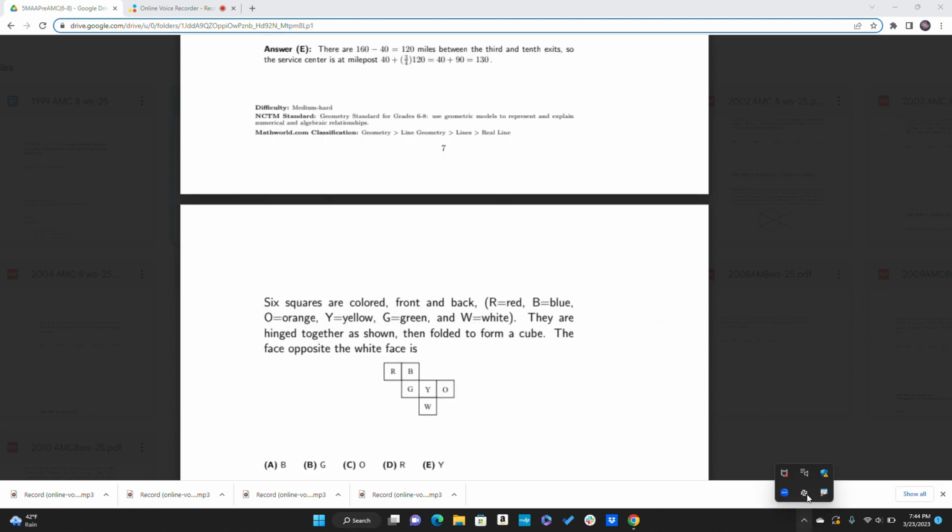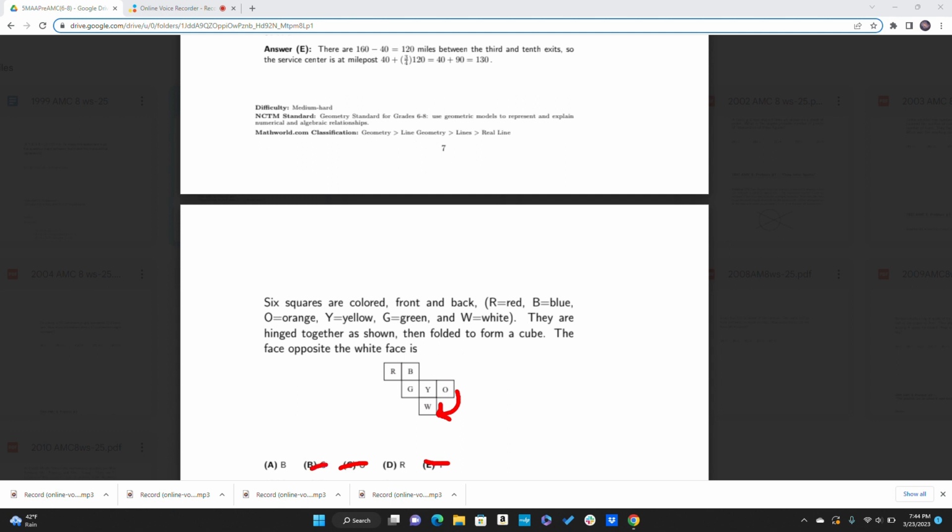Okay. The face, we want to find the face opposite the white face. So in this case, we've got a cube. And this one's a little hard just because this involves a lot of visualization. So it's really hard to draw it out. But let's try to do some process of elimination, right? So we know that because Y is next to the white face, it can't be Y, right? Because it's next to it, not across from it. Also, if we imagine this cube being folded, O is going to be next to the W, right? They're going to attach to each other. They're not going to be opposite. And the same is true with G.